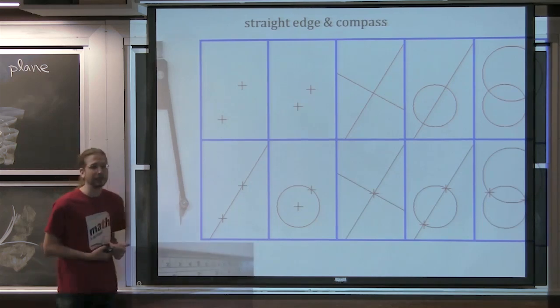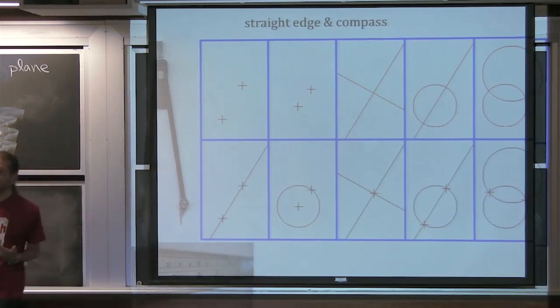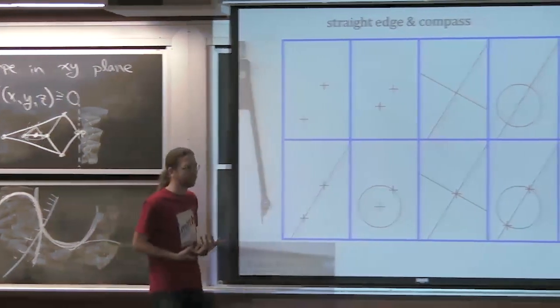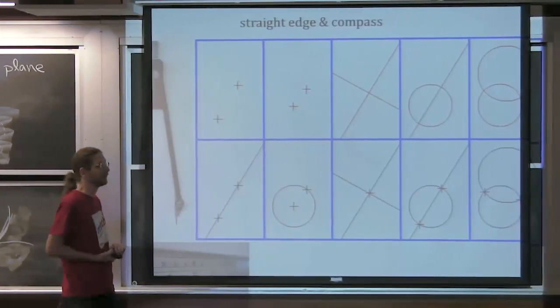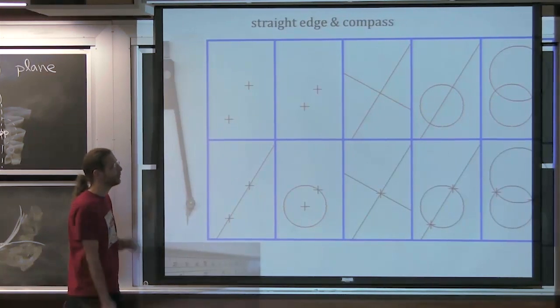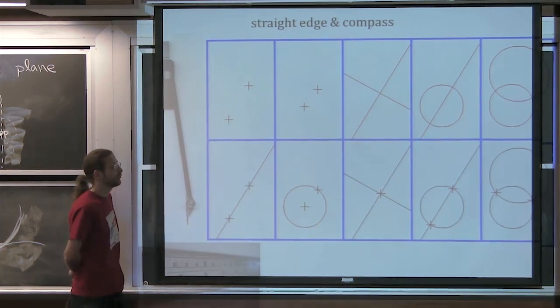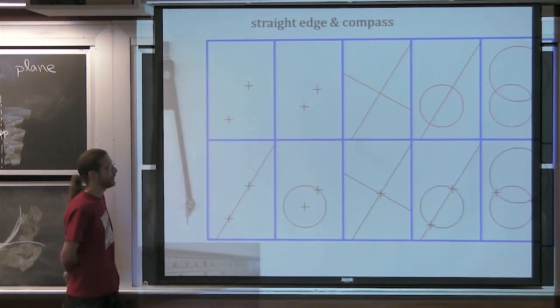And it implies things like you cannot trisect an angle. You can bisect an angle because that only involves quadratic stuff. You can't trisect an angle, for example 60 degrees, because that involves solving some cubic, which is not possible by straight edge and compass. You cannot compute the cube root of 2. It's the cube doubling problem. So all these great things.